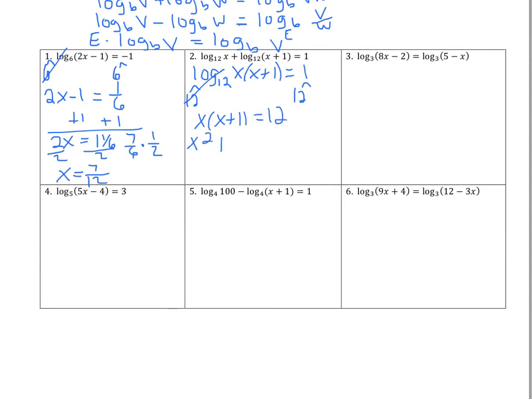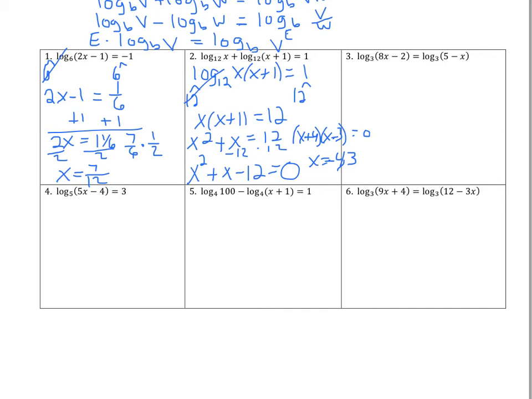Distribute, so I get x squared plus 1 times x, which is x, and that equals 12. Then subtract 12 from both sides: x squared plus x minus 12 equals 0. Guess what? We get to factor. What times what makes negative 12 and adds up to positive 1? That would be x plus 4 and x minus 3. So my x values would be negative 4 and positive 3.